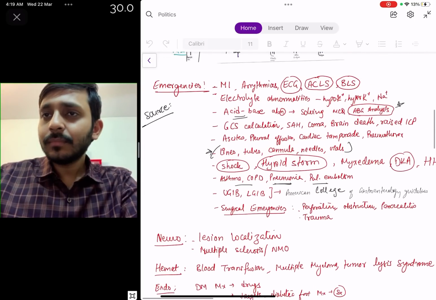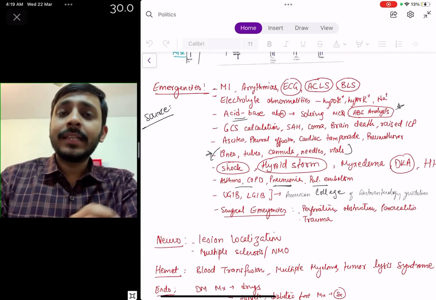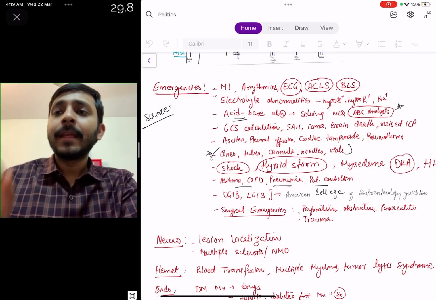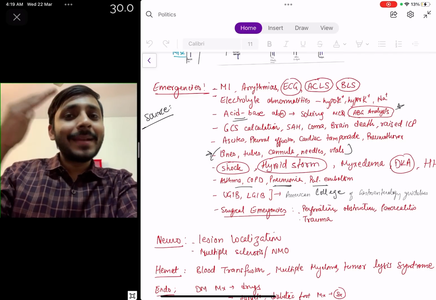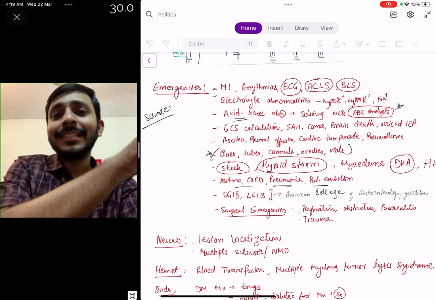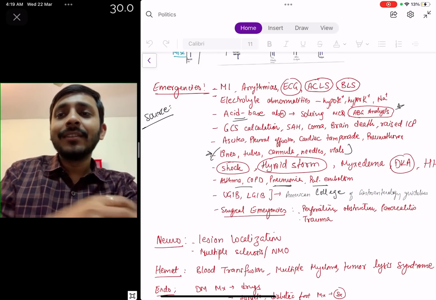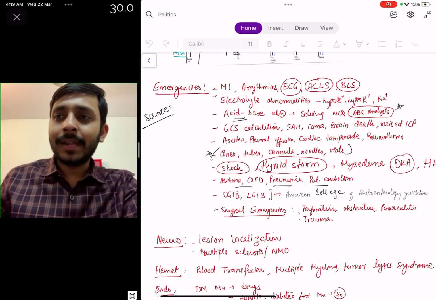Again, electrolyte abnormality is very important for your INI-CET. Best, in my opinion, are given in OP Ghai's textbook of pediatrics. They mention the management along with the ECG findings and the clinical findings. That is where I read electrolyte abnormalities from.